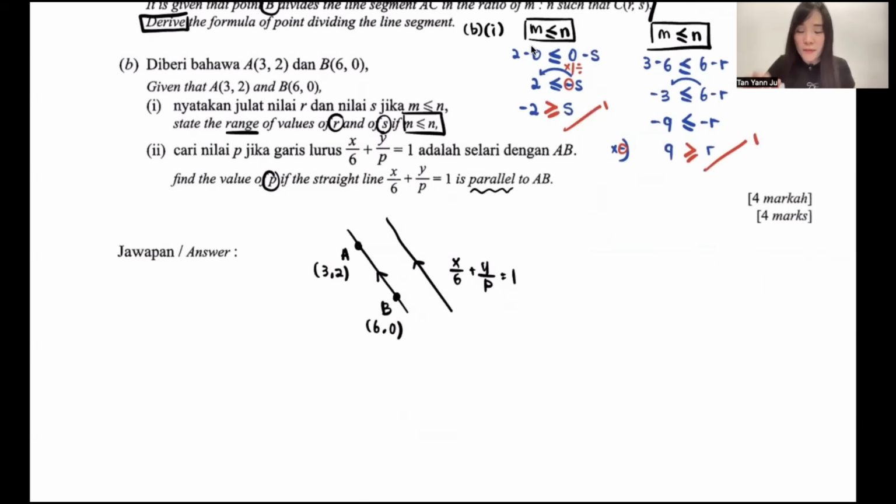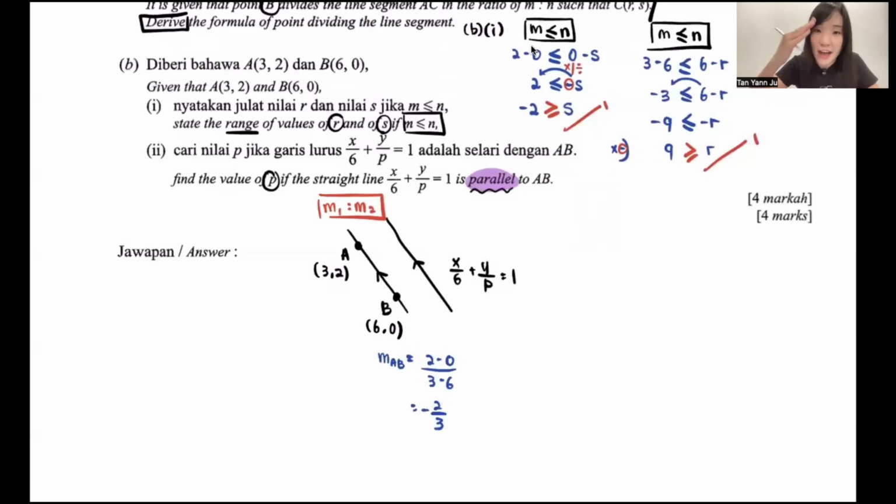I hope you all remember, whenever they say parallel, that means they have the same gradient, isn't it? So anything else you don't concern about, you only concern about their gradient. So then we can find the gradient for AB by ourselves. Just now we did it, I think you remember the gradient formula, y2 minus y1 over x2 minus x1. 3 minus 6. So do you get negative 2 over 3 for the gradient here, correct? Then how about the other one?